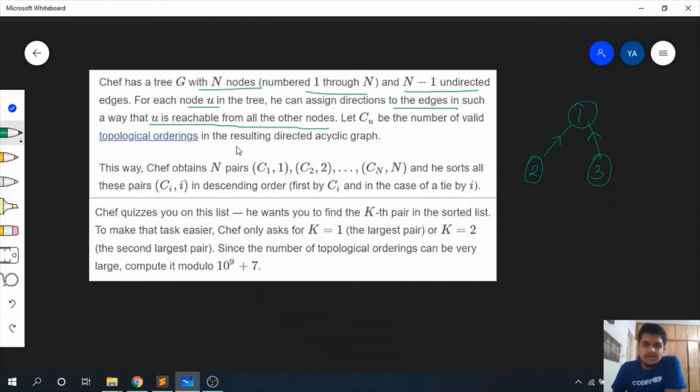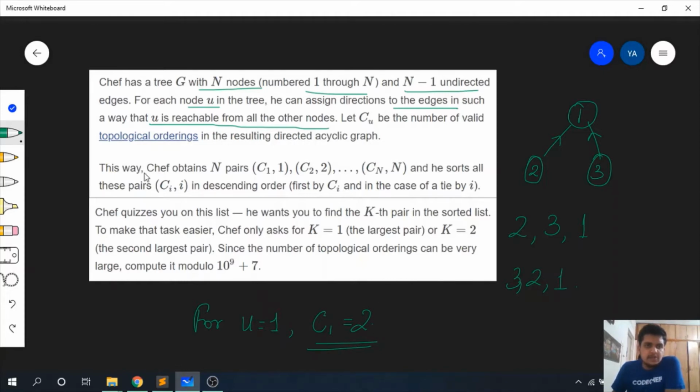So what is a topological ordering? A topological ordering is basically an ordering in which no ancestor of the current node appears before the node in that ordering. So in this, the ordering can be 2, 3, 1 if 1 is the root, or it can be 3, 2, 1. So for u equal to 1, that is for node 1, we have C1 equal to 2. That is, we have two topological orderings.